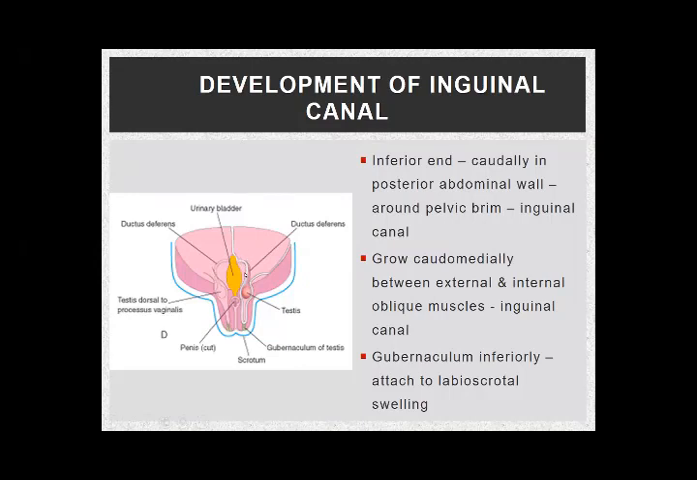Now, as it grows downwards and medially, it passes through the inguinal canal between the layers of muscles. Which muscles? It passes between the external oblique and the internal oblique muscles, making a space for the inguinal canal. Inferiorly, the gubernaculum is attached to this structure, which is called the labioscrotal swelling.